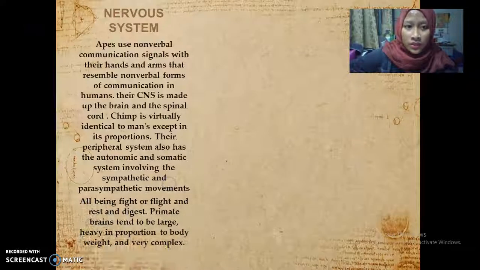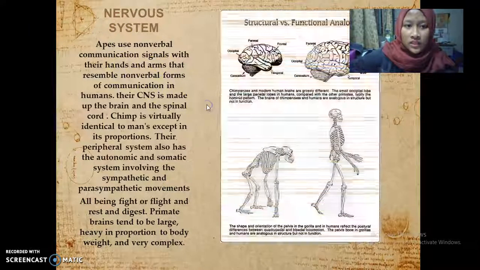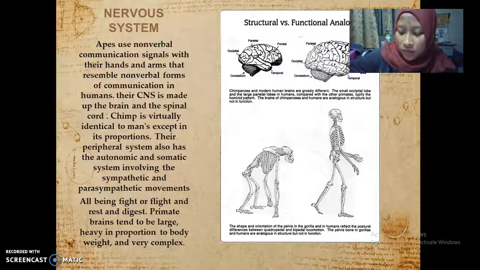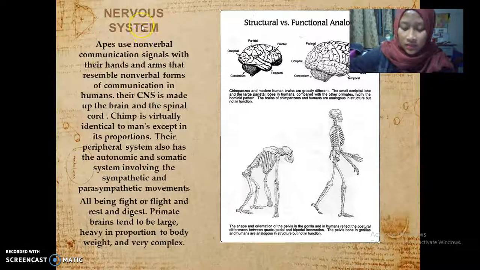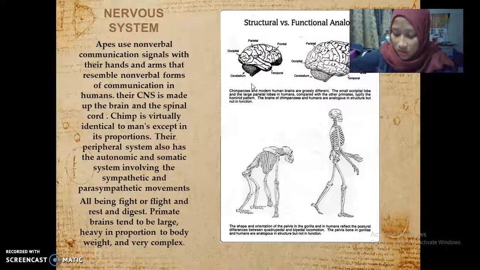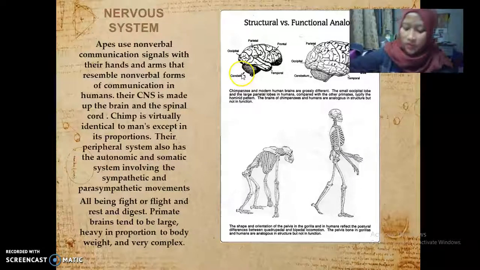Then we go to the nervous system. Basically, the nervous system of humans and apes is different. The nervous system controls voluntary and involuntary actions and sends signals to different parts of the body. The central nervous system includes the brain and the spinal cord, and the peripheral nervous system consists of the nerves that connect every part of the body to the central nervous system.